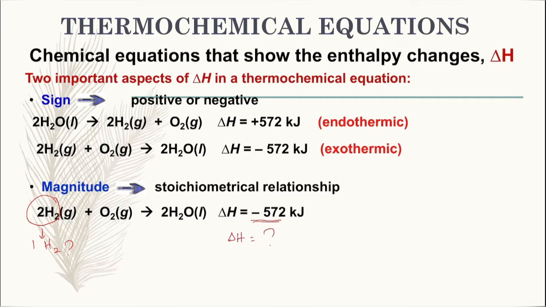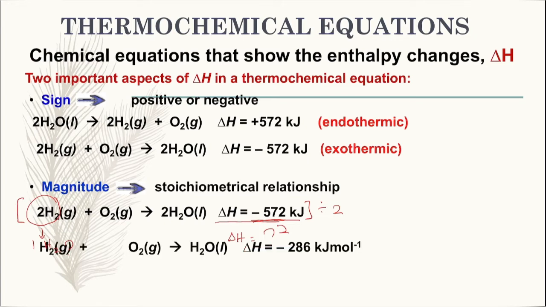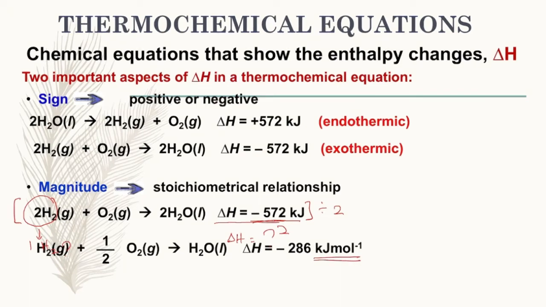What I have to do is divide the whole equation by 2, including the value of the enthalpy. Hence, the combustion of 1 mole of hydrogen gas releases 286 kilojoule per mole. Please note here, kilojoule per mole means that the value of enthalpy is for 1 mole of compound only.